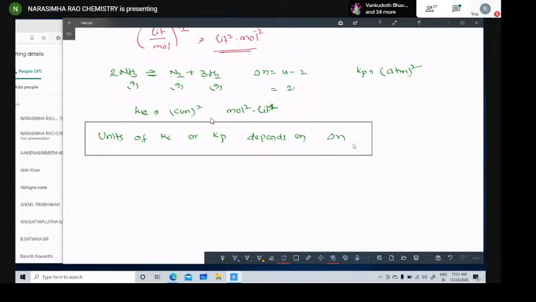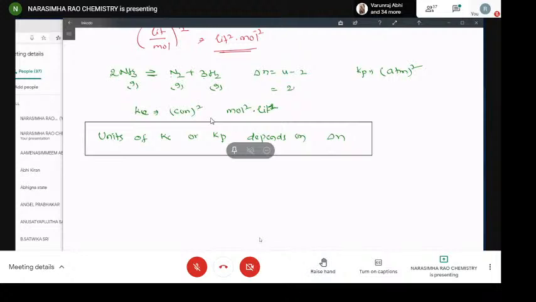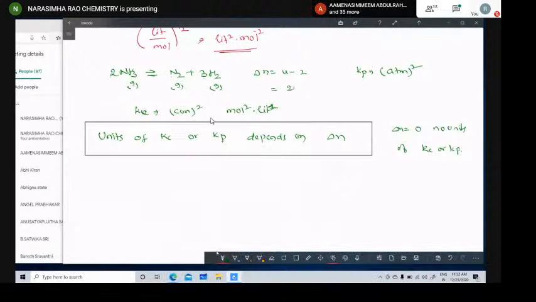Whenever delta n is equal to 0, there are no units for Kc or Kp. Right. Now let me discuss what the relation is between Kc and Kp.